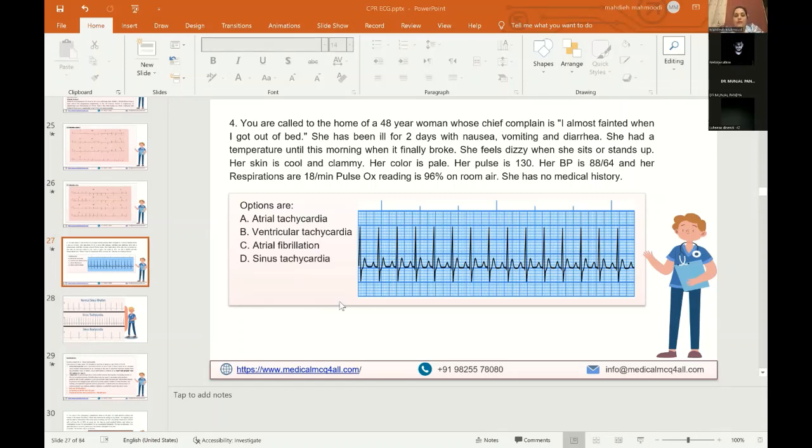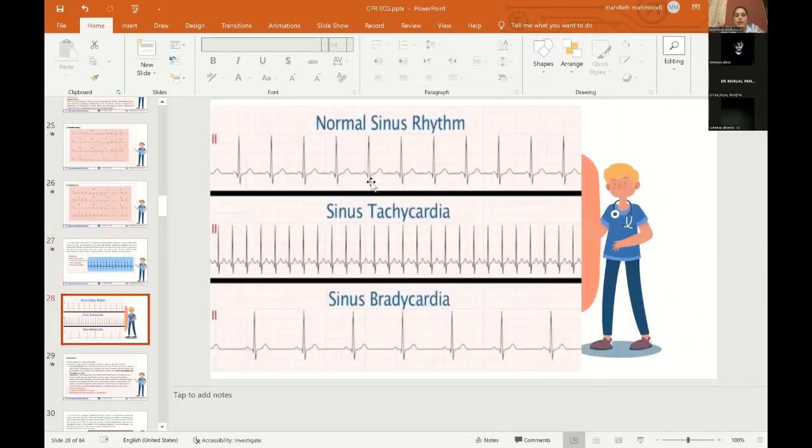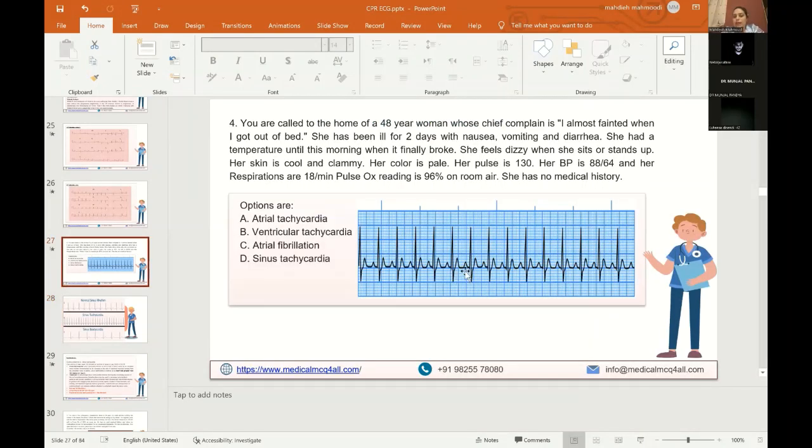Okay, thank you. I'm seeing mostly these. So here you have normal sinus rhythm. This is sinus tachycardia and sinus bradycardia. As you see in the sinus tachycardia, you have P's, you have QRSs, you have T's, everything is normal, just tachycardia, okay? So yeah, this is sinus tachycardia.